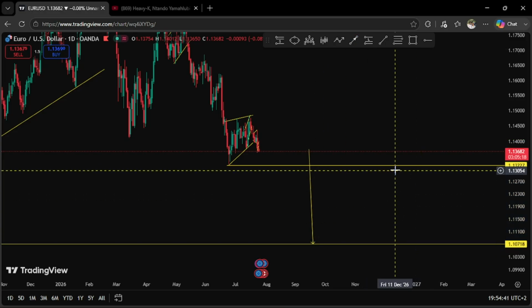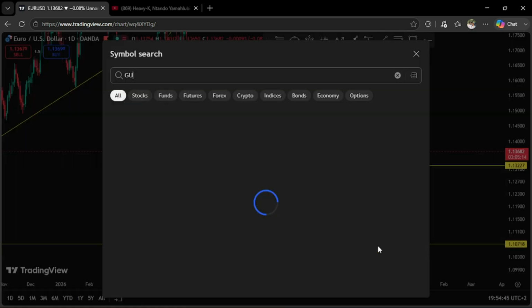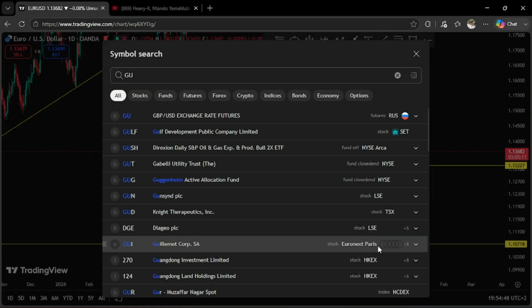TP. So TP1 and TP2. Then we go GU. Let me put it there.